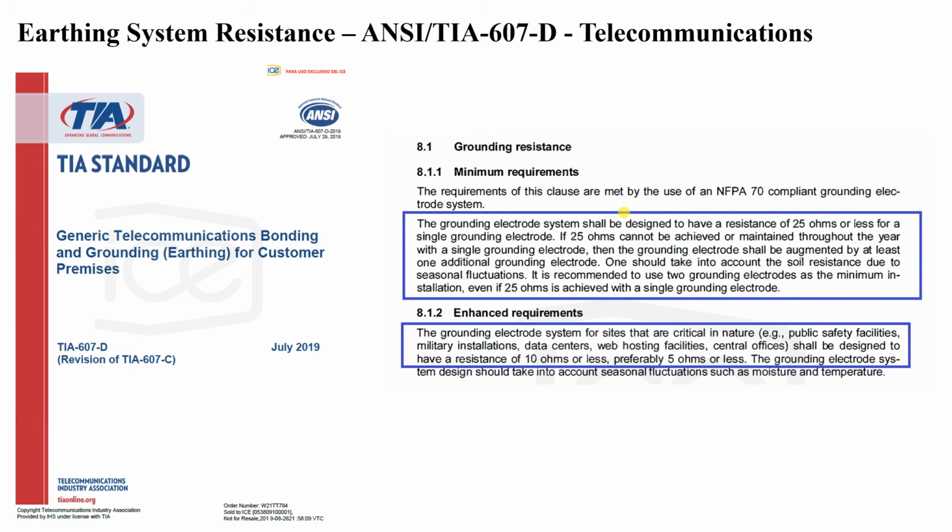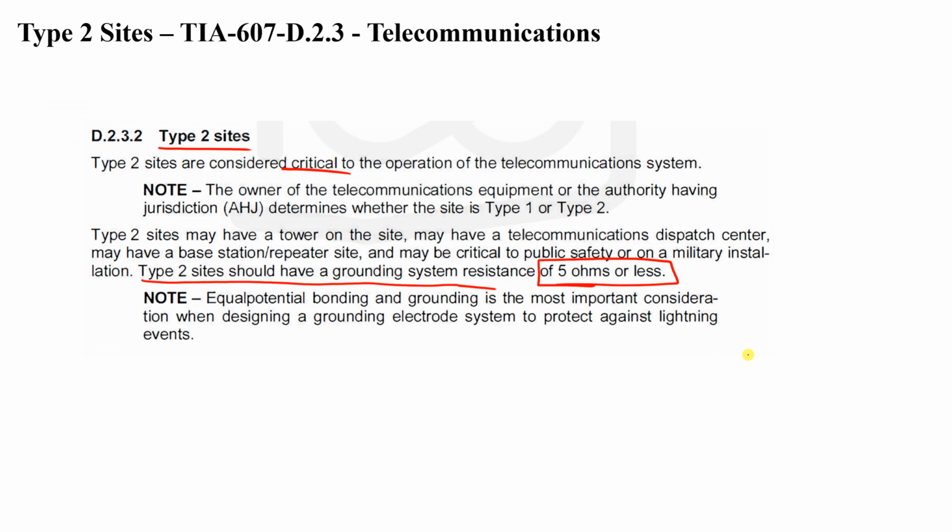Now for the earthing systems, again in the same standard ANSI TIA for the telecommunication, same one which I've shown in the previous slide. Minimum requirements, again this is for type 1 site, same one which I have said before. And it says that the enhanced requirements which can be used for type 2, type 2 for sites that are critical in nature shall be designed to have a resistance of 10 ohm or less, preferably 5 ohm or less. This is the value which we have seen in the other section of the book.